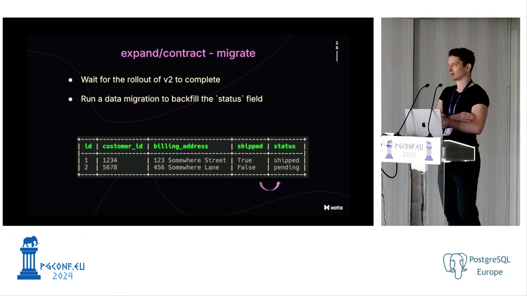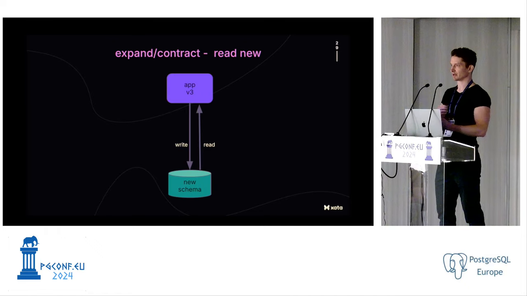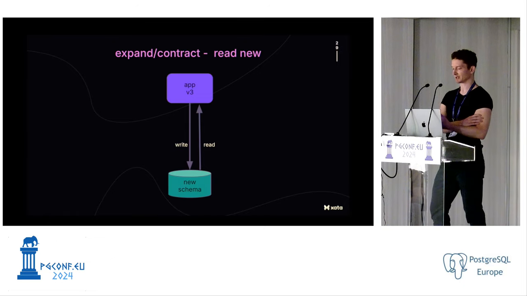Once we know this, we can run a migration to do a data backfill from the old shipped field to the new status field. It's safe to do because there's nothing that's just writing exclusively to that Boolean field anymore. So now we're almost done and we can roll out the new final version of the application. This one cuts reads over to use the new field and it stops doing the dual write. It just writes to the new field. So now we're at our desired end state where we have versions of our application in production that are just using the new field, no longer requiring the old one.